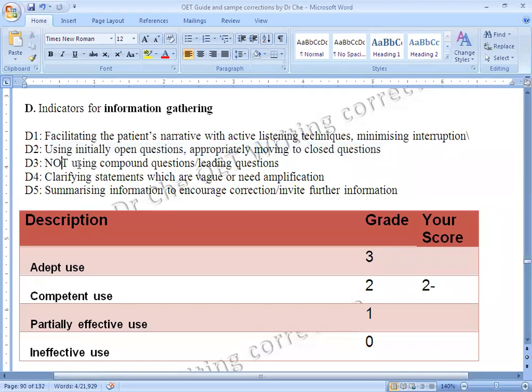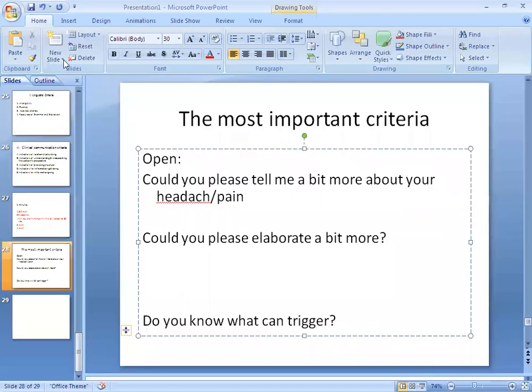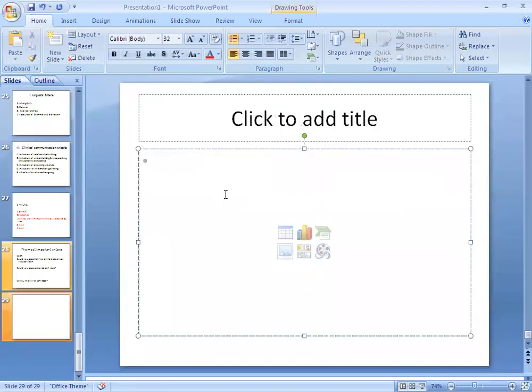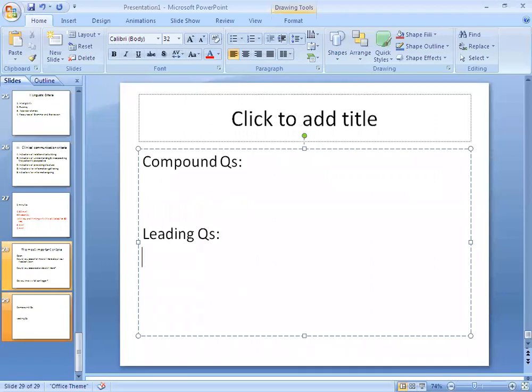And for the patient, compound questions and leading questions. A very important thing. Compound questions, leading questions. Okay. Could you please give me an example of a compound question, Miss Kate?